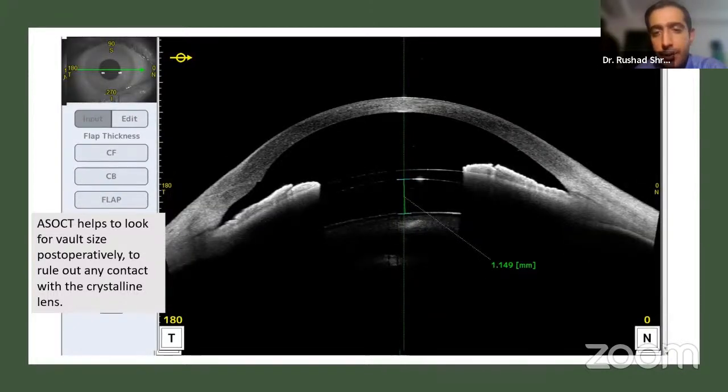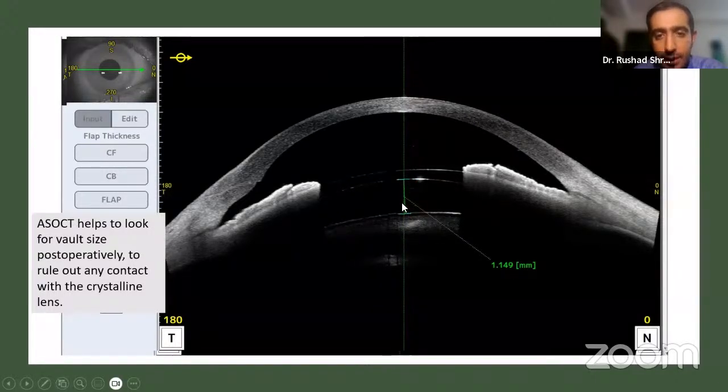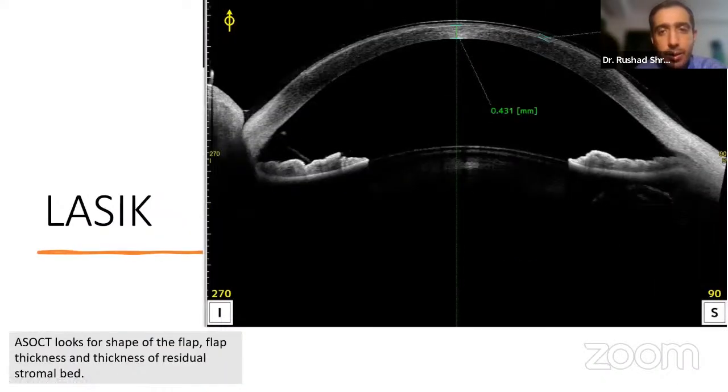This is an example of a high vault. You can see here that it's over 1,000 microns in vault, and therefore you would have to closely monitor this patient. You can already see that the angles are becoming narrower on this side, and this patient would be predisposed to angle closure glaucoma.